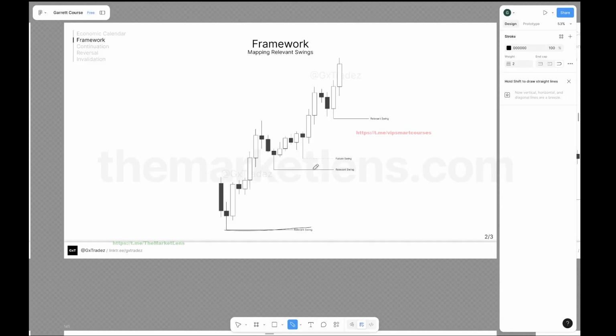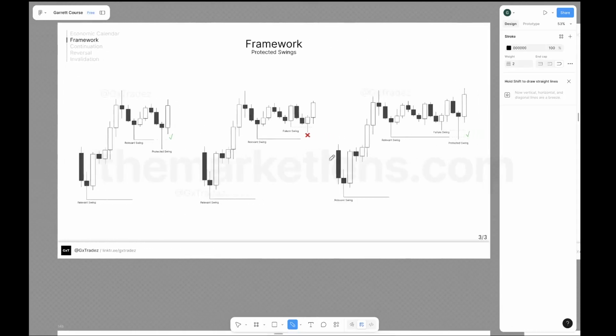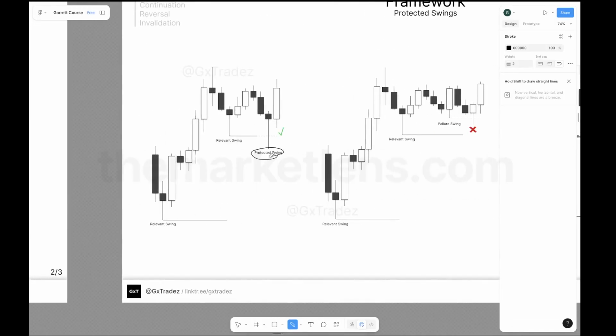So protected swings are just when price manipulates a relevant swing. Because if price manipulates this relevant swing, you see how there's nothing in close proximity to this low? There's no reason to return back to here if it's a manipulation, right? Whereas if you trade away from a feather swing, there is a reason to return back here because this is still a feather swing. You manipulate a feather swing, but then you create one again. You know what I'm saying? So this is what a protected swing is. It's just a manipulation of a relevant swing.